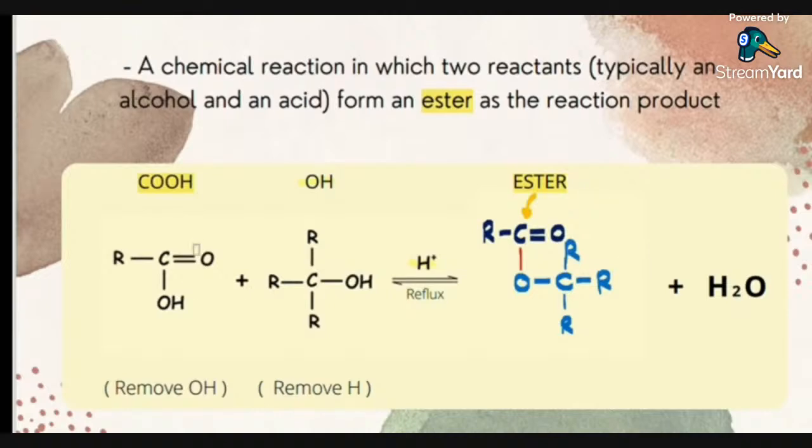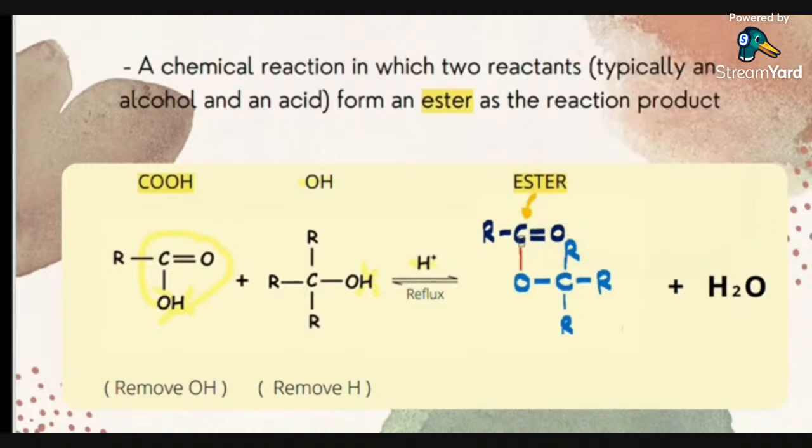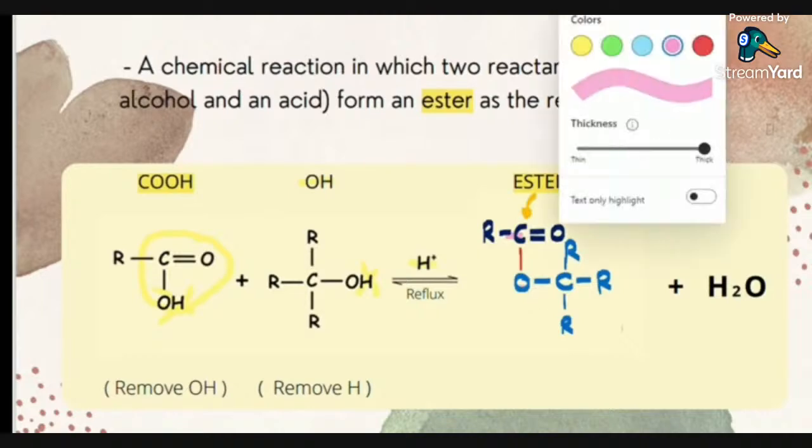First, kita fokus dekat COOH, focus on the carbon that holding the OH. So apa akan jadi? In your COOH, we will remove OH. In your alcohol, kita akan remove the hydrogen that attached to the OH. And this is the carbon that loses the OH, and this is the oxygen that loses the OH. So this, the new bond with this carbon, and this is oxygen. So the rest of the group, the change will remain unchanged.